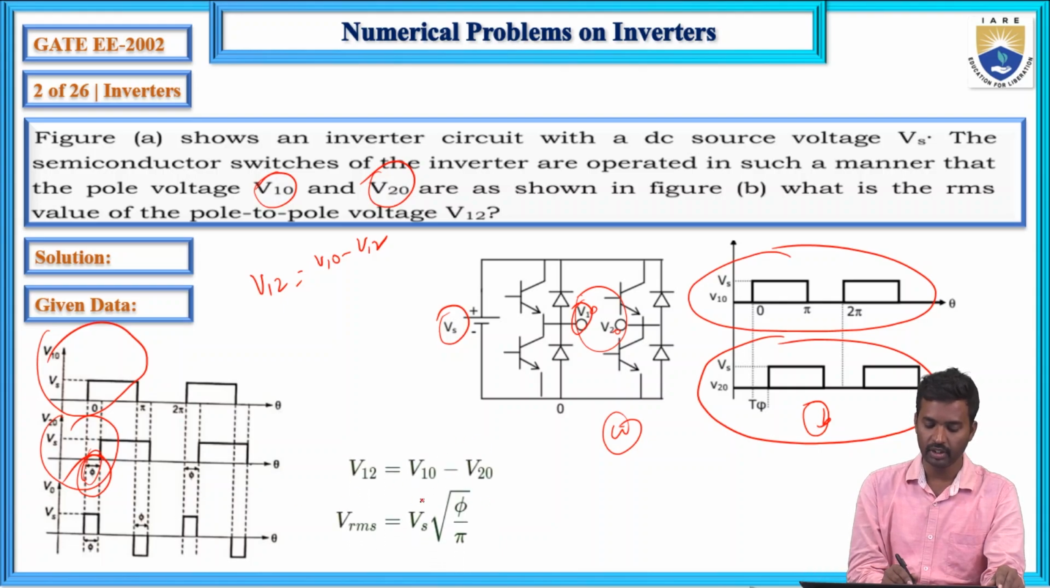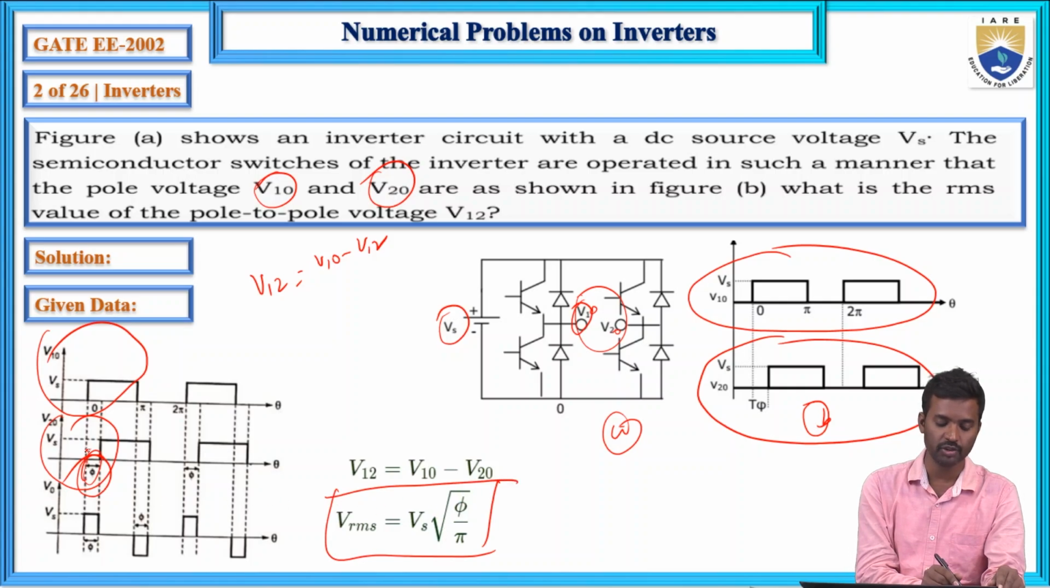We know this very well: Vrms equals Vs into square root of phi by pi. So up to pi, this phi duration it is conducting.